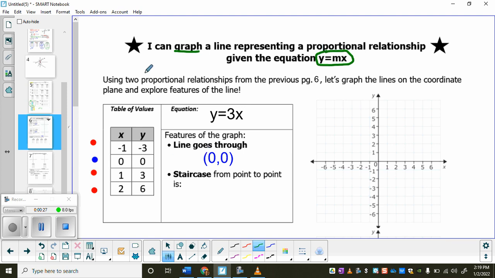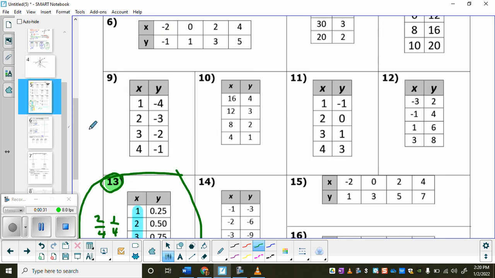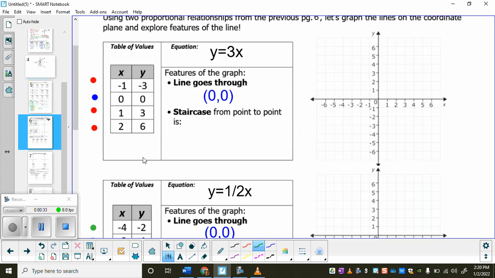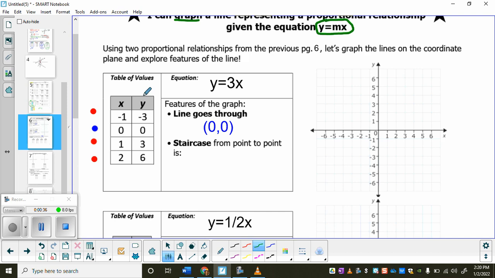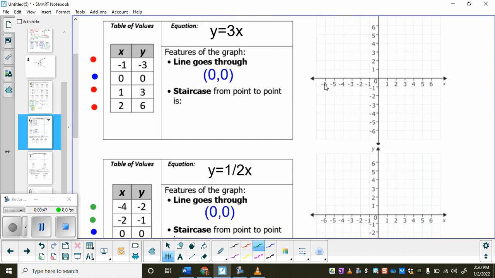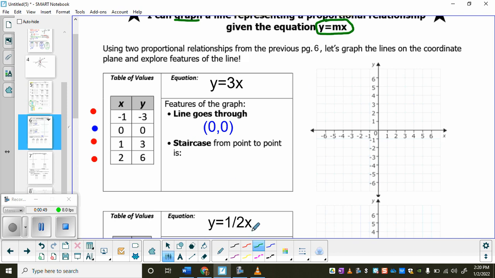All right, so using some proportional relationships from the page where you had to decide if they were proportional or not proportional, I just pulled a few of the tables of values, and we're going to explore the equations and how they relate to the table. We're going to graph a line over here on the coordinate plane, and we're going to explore a few key features that these things might have in common. We're also going to talk about something today called a staircase, and I will point that out once we have a graph.